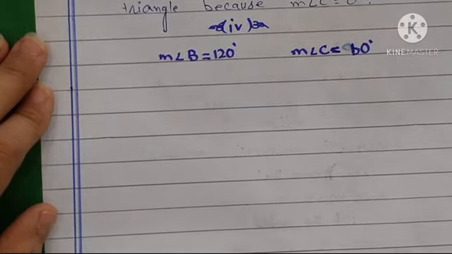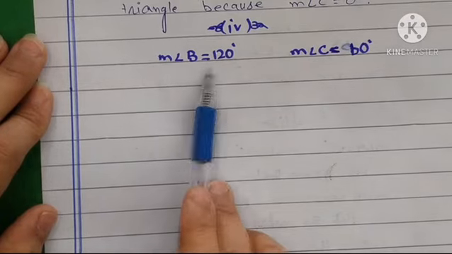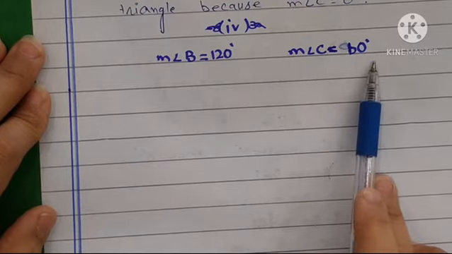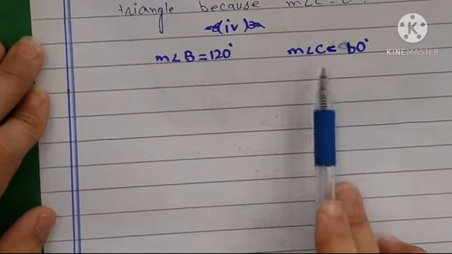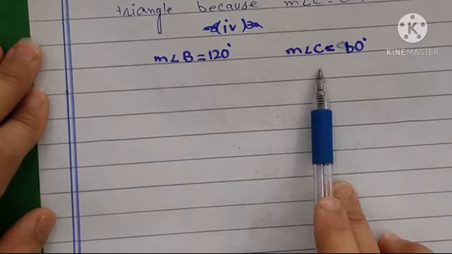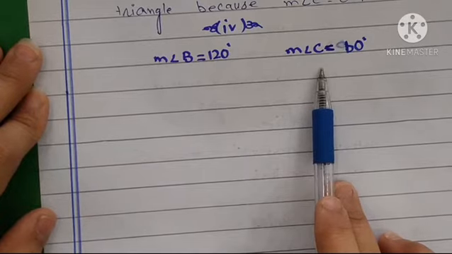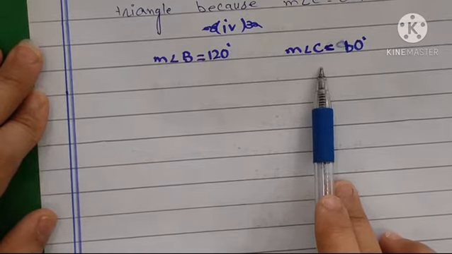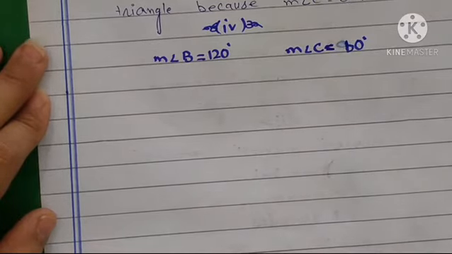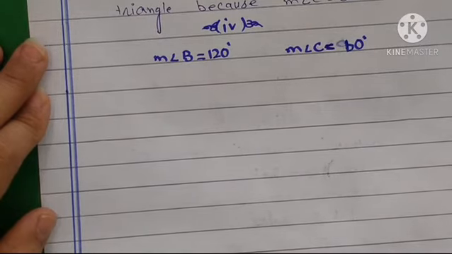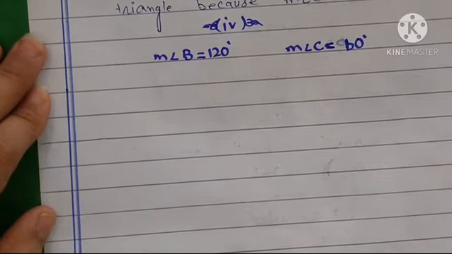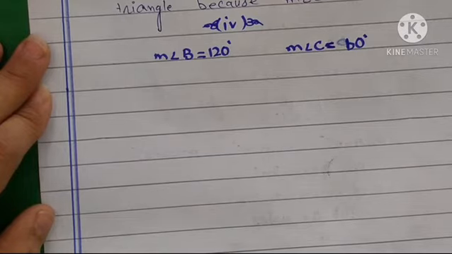Okay. So dear students, look here. Measure of angle B is equal to 120 degree, but it is given that measure of angle C is less than 60 degree. Less than means measure of angle C can be 59 degree, 58 degree, 57, 10, 20, 30. It means less than 60 degree. But angle C is not given exactly. So we will let angle C be equal to 59 degree. It's up to you, you can take angle C as 50 degree. Okay, I will take measure of angle C as 59 degree.